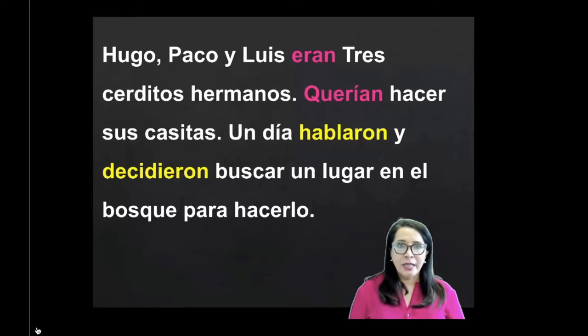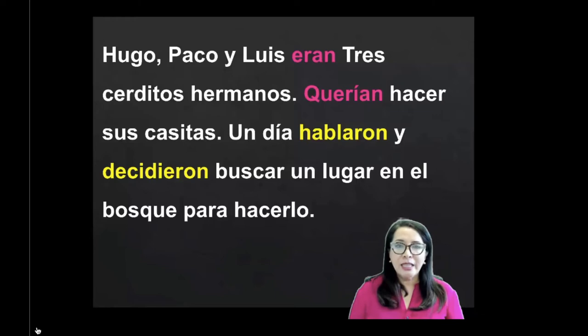Imperfect. Now I'm going to start with the action. Un día hablaron. And so some of those words are going to give you a clue that you need to use a preterite. For example, un día, one day, that's going to give you a clue that it's one time that happened and it's going to be done, right? Un día hablaron, one time they spoke, they talked.